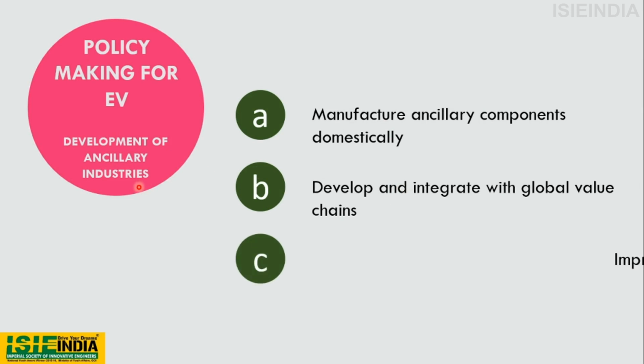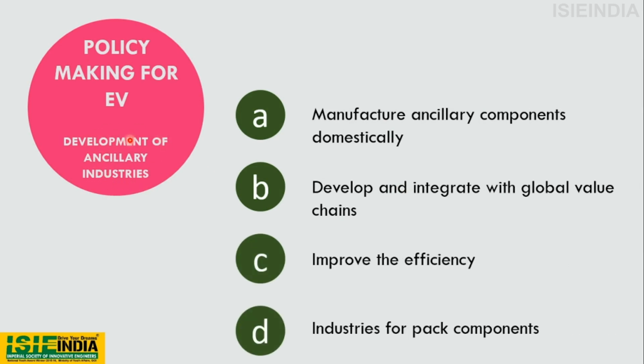So in the next slide, that is the development of ancillary industries for pack components. It is evident that cell manufacturing needs rare earth metals, and one option could be to manufacture ancillary components domestically as a support act. The idea is to develop and integrate with global value chains that are easier to enter. Battery pack and components constitute around 30 to 50% of the total cost of a battery, and there is scope to reduce the price by providing incentives and developing domestic industry.